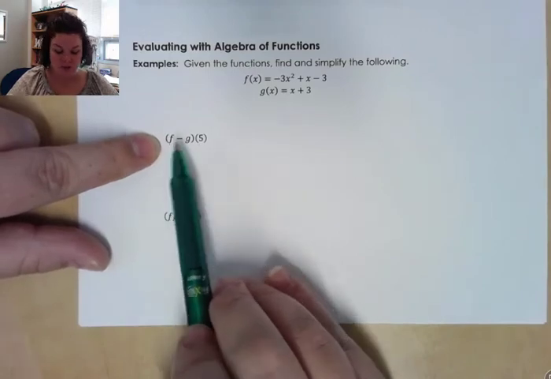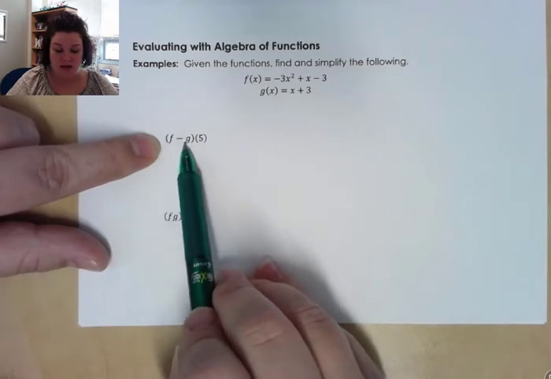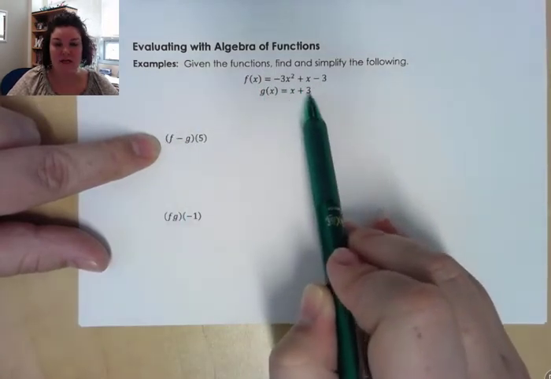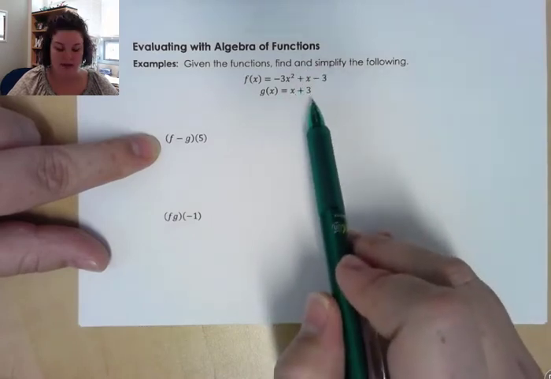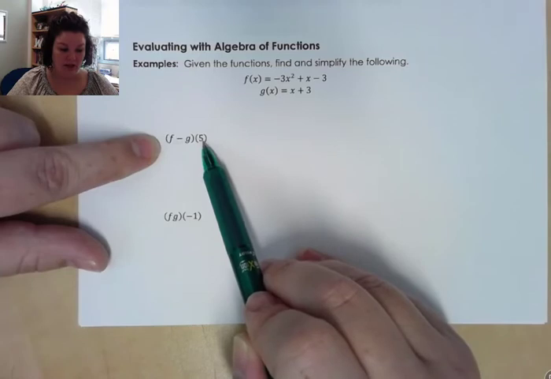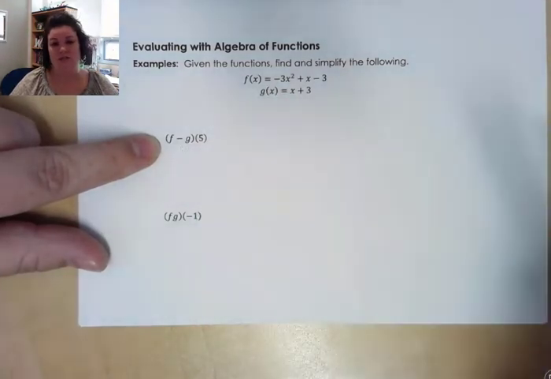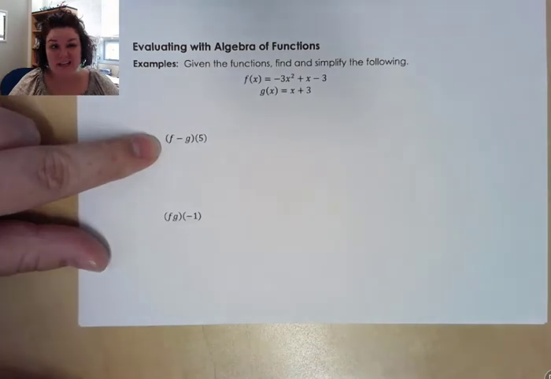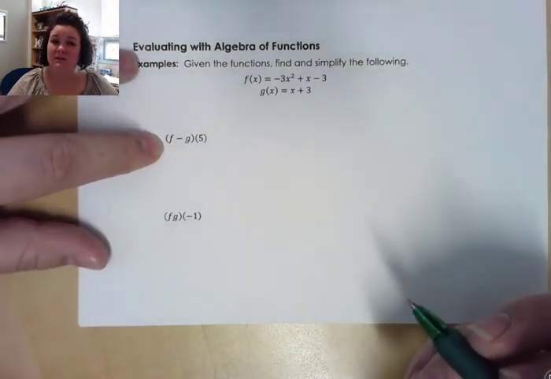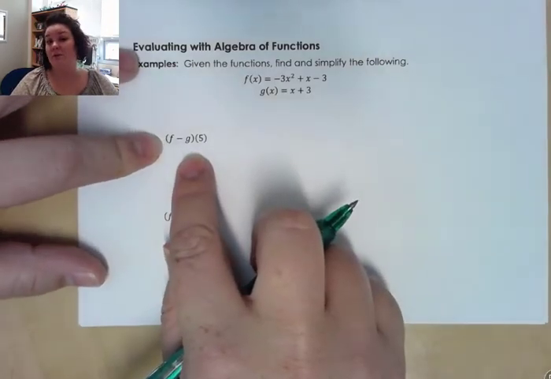So what I could do is I could figure out what this new function is first. I could find this f and subtract the g and come up with that new function and then plug the 5 in. Or I could plug this 5 in to each of these individually and then just subtract them, which I think that's the easier way. So that's what I'm going to show. Newton may show it just a little bit different. I'm not sure. So use whichever method you feel most comfortable with.